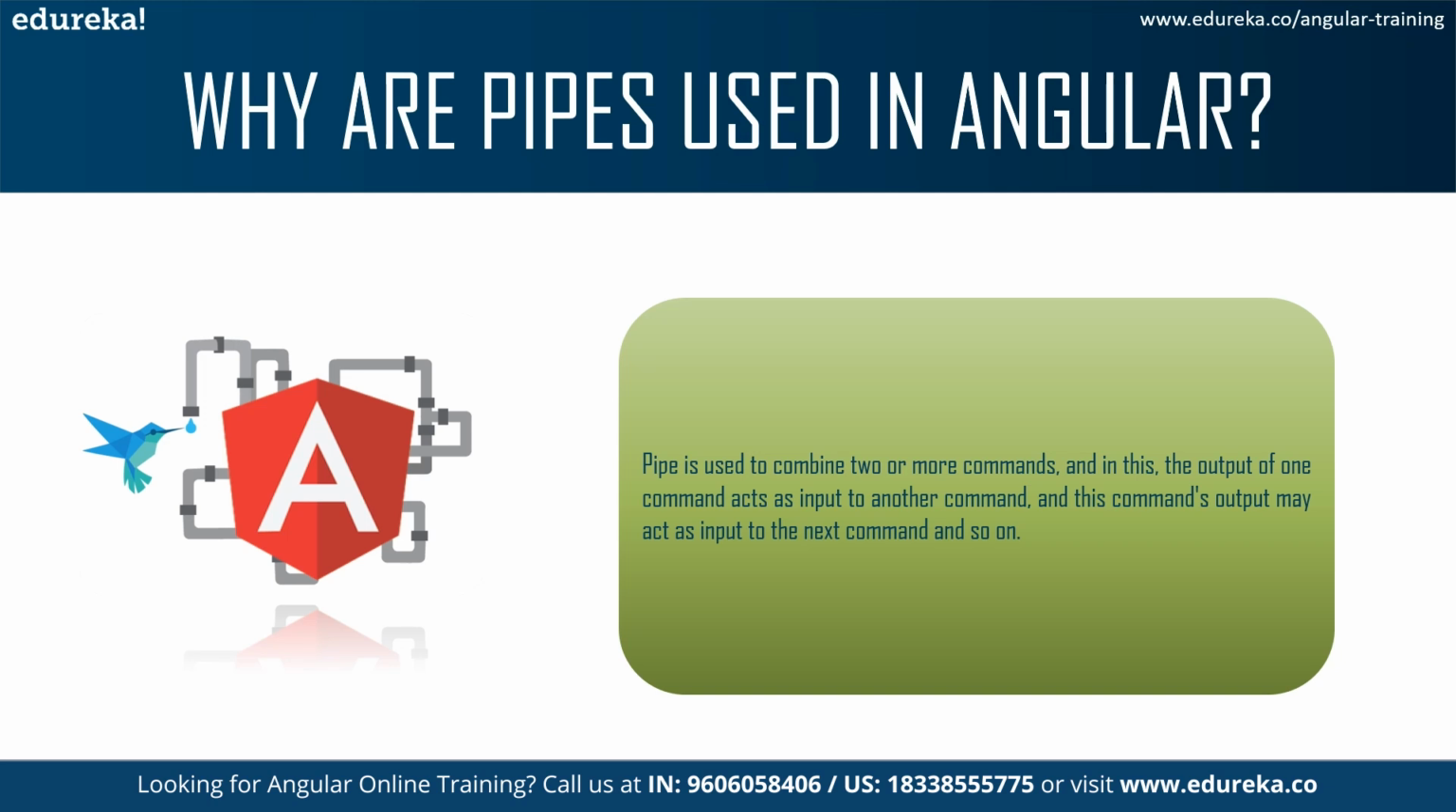If put into a definition, a pipe is basically used to combine two or more commands, and in this, the output of one command acts as an input into another command, and this command's output may act as input to the next command, and the process will proceed on so.